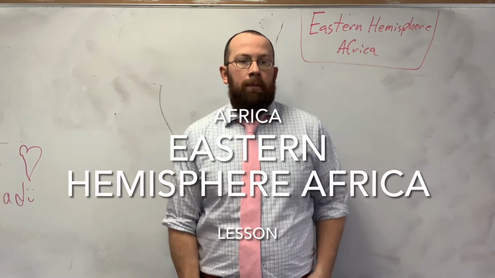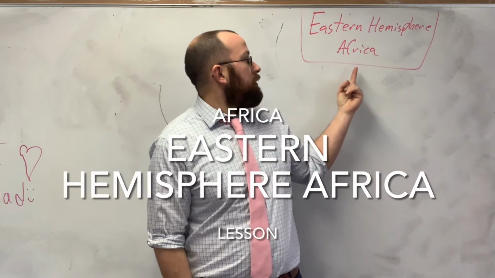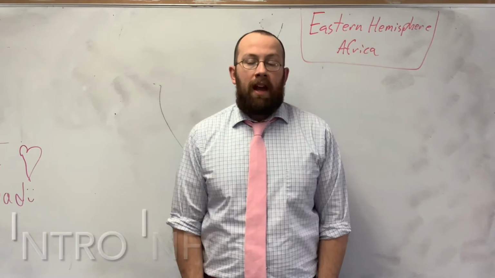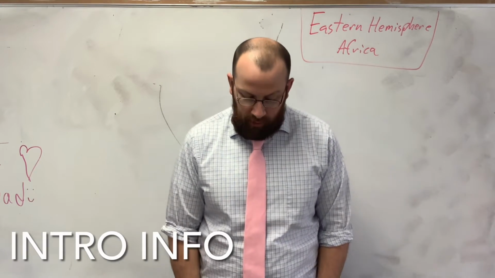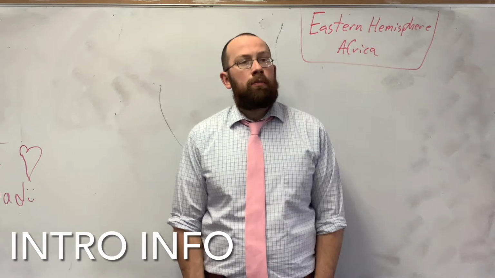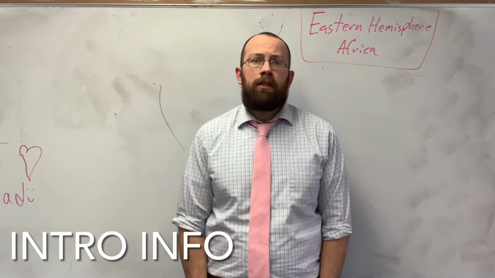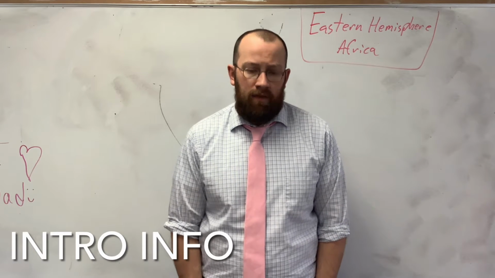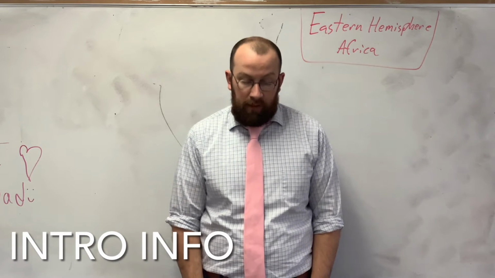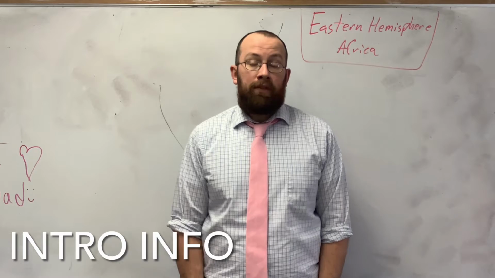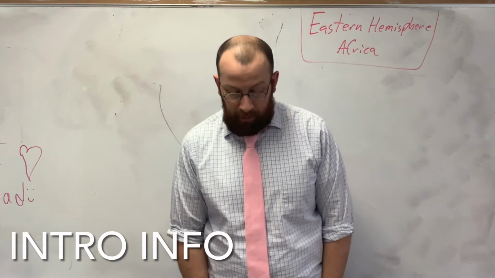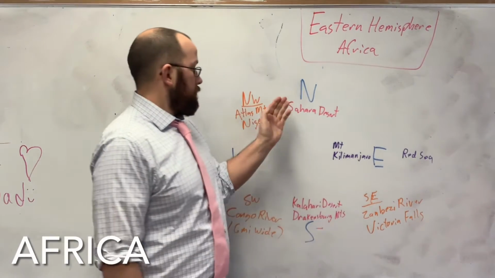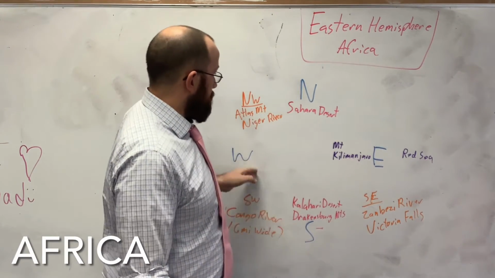Hello, today we're going to talk about Eastern Hemisphere Africa. Africa is the second largest continent in the world. It's cut into two parts, the northern and southern hemisphere, which is right on the equator. It has 1/5 of the world's land, but only 15% of the world's population. All right, to Africa. I did north, east, south, and west.